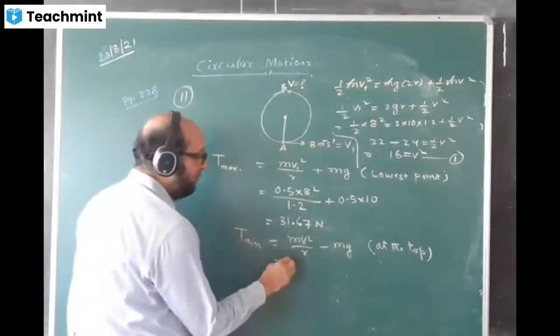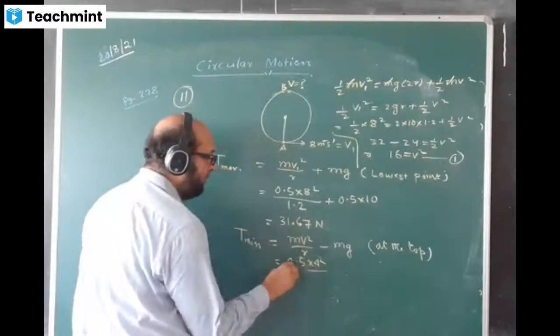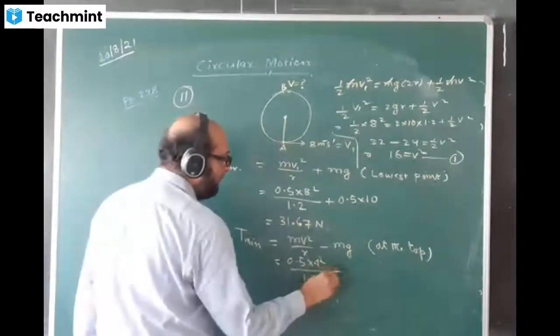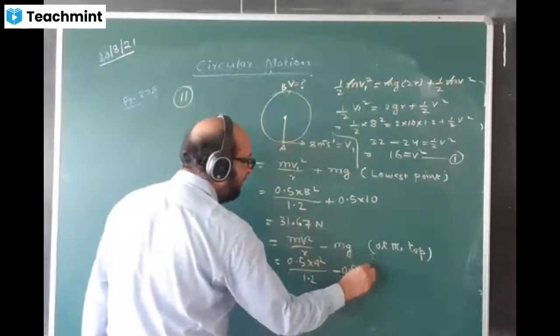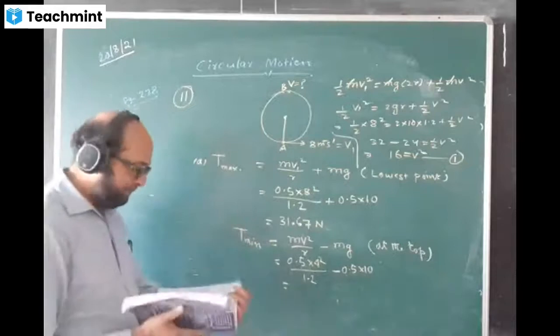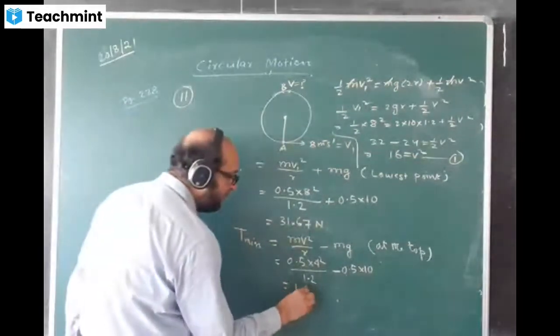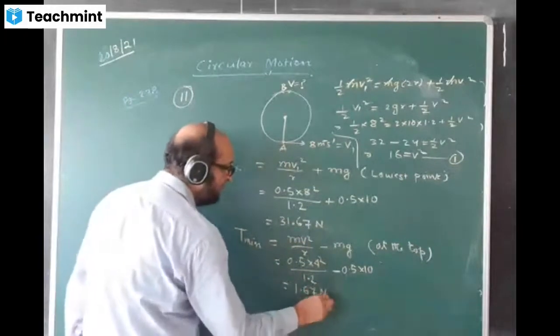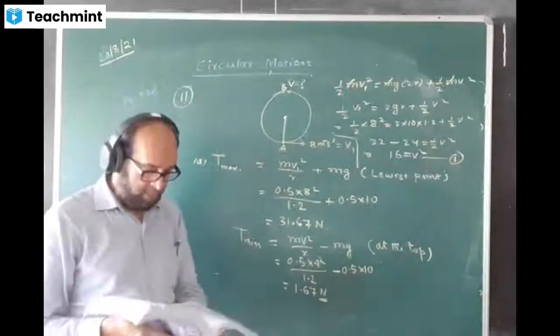Mass is given 0.5. Put the value of V, 4. So write 4 square upon radius 1.2 minus mg. Mg value is 0.5 into 10. And now get the answer. Answer will come 1.67. 1.67 Newton. That should be the answer.